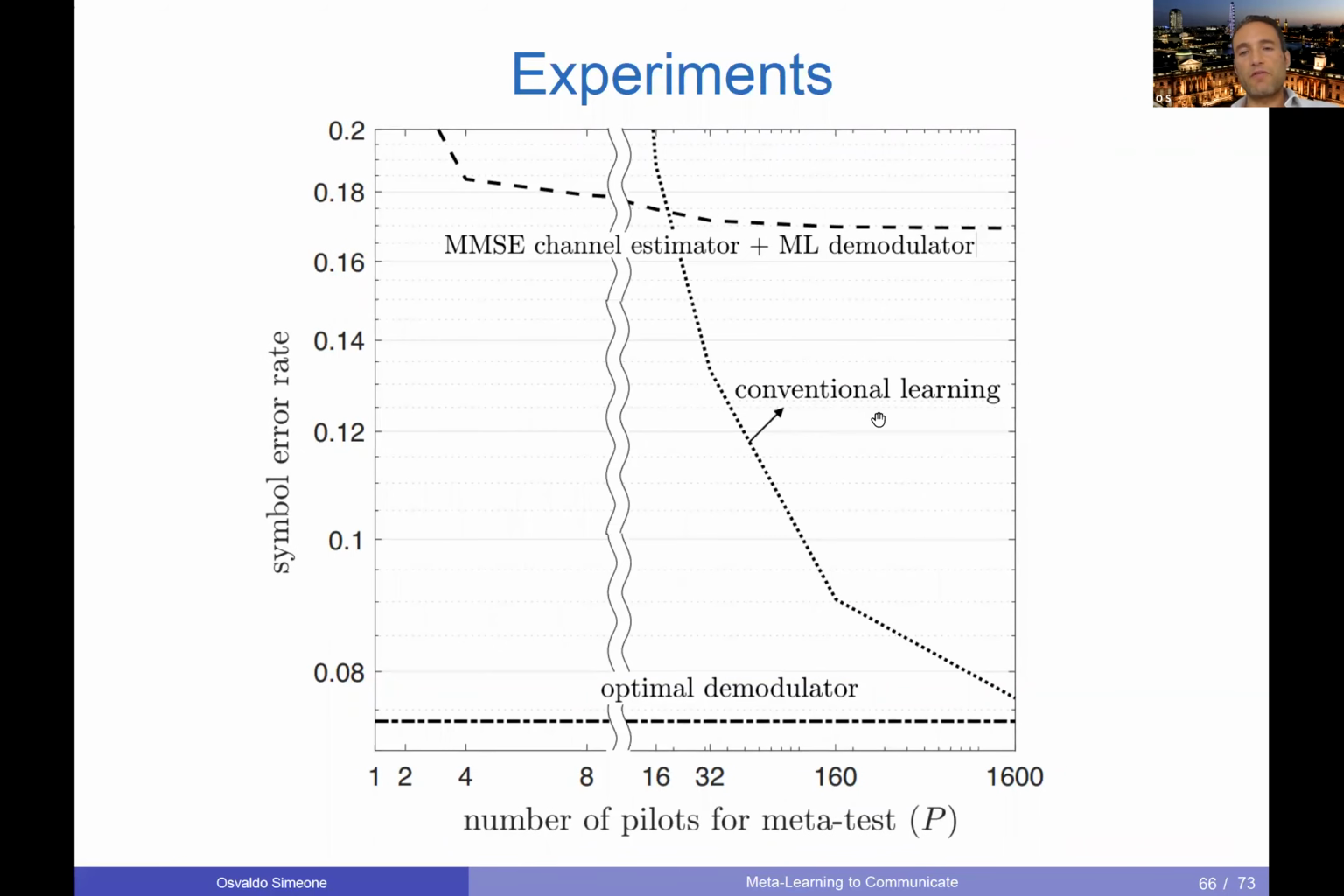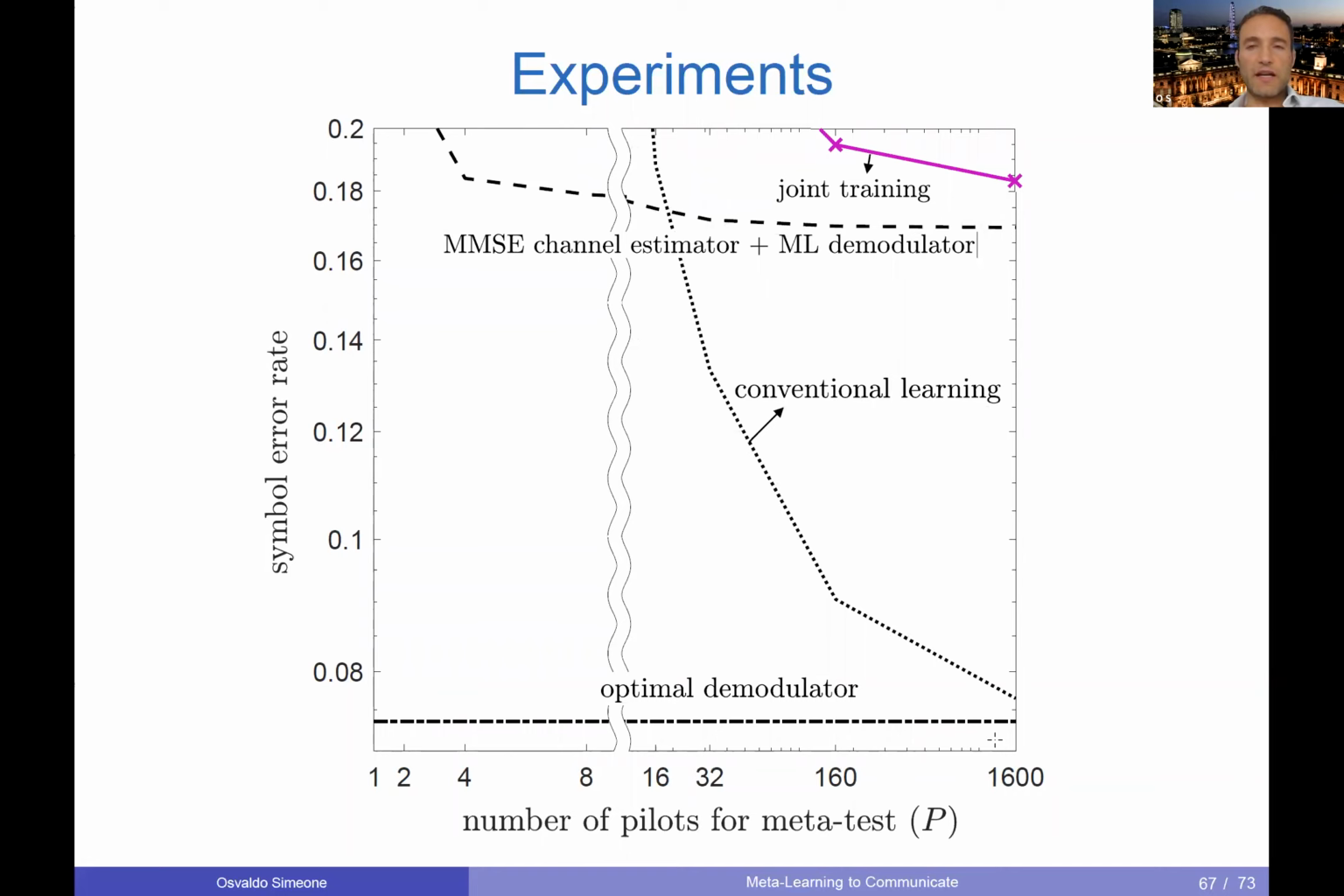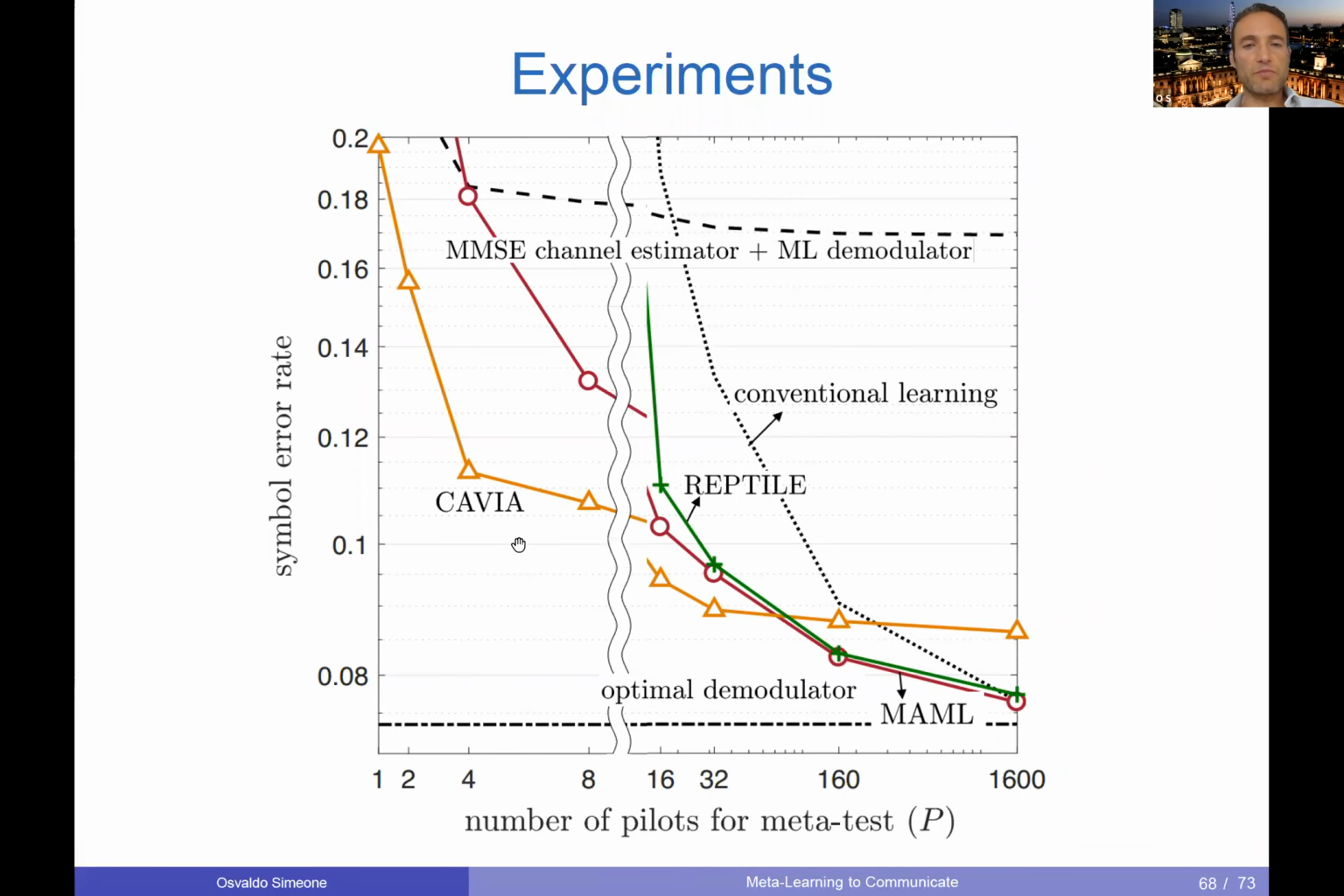This is what you get if you use conventional learning, where you train from scratch for the new device. And of course, it can outperform the scheme that ignores the presence of that IQ imbalance, but it takes quite a few pilots to converge to the optimal demodulator. This is what you get if you use joint training, very poor performance, because there is no single demodulator that works well across all possible different realizations of that imbalance. And this is what you get if you use meta-learning. These are different schemes that I mentioned before, CAVIA, REPTILE, and MAML.